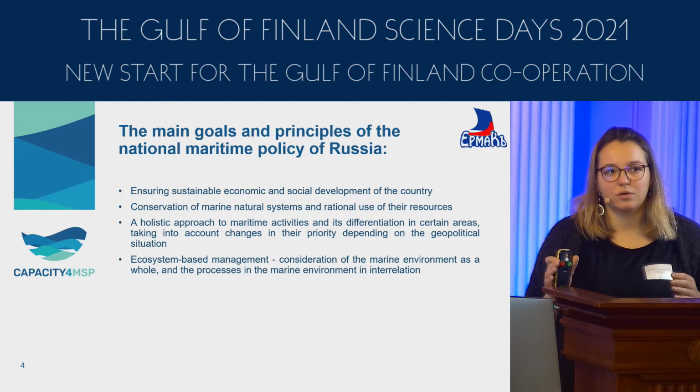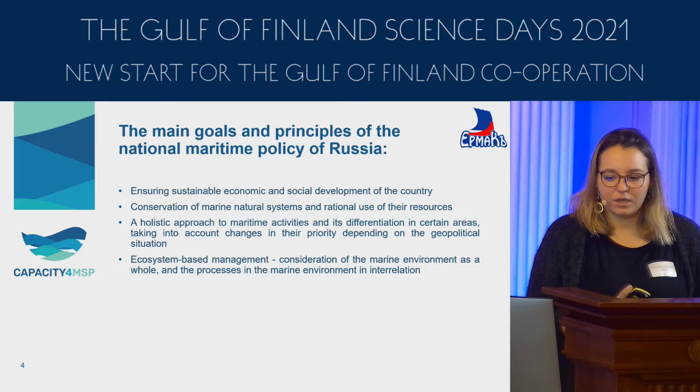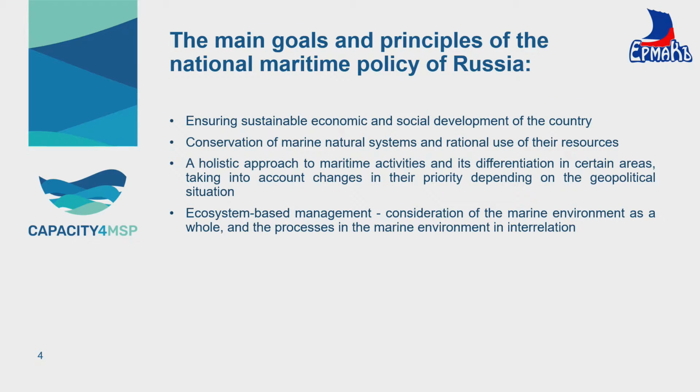So before I continue, I think it's important to outline the main goals and principles of the maritime policy in Russia. It aims to ensure sustainable economic and social development of the country. It aims to preserve and save the natural ecosystems of the seas and rationally use their resources. It takes a holistic approach to maritime activities and its differentiation in certain areas, taking into account changes in their priority, which depend on the geopolitical situation. And of course, ecosystem-based management, on which my colleagues have spoken yesterday. So marine policy in Russia considers the marine environment as a whole, and it takes all the processes within the ecosystems as part of the same thing.